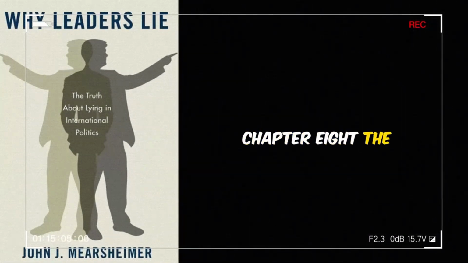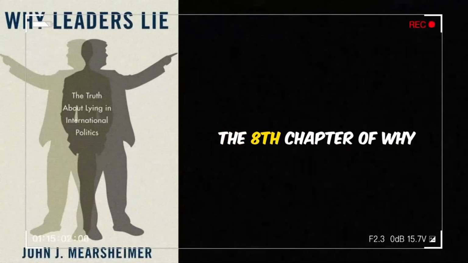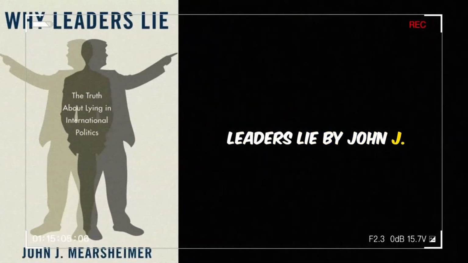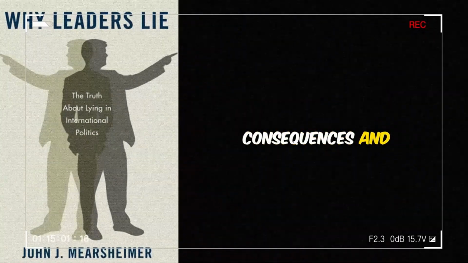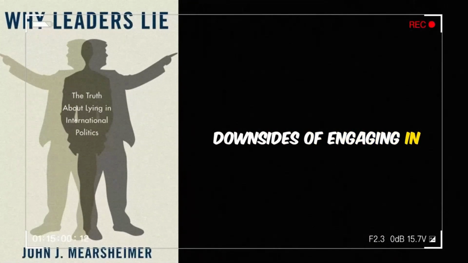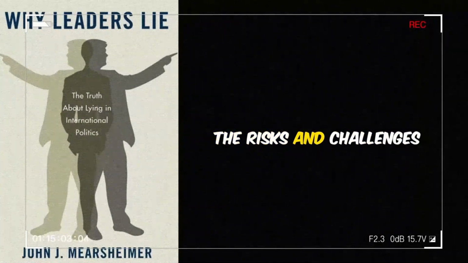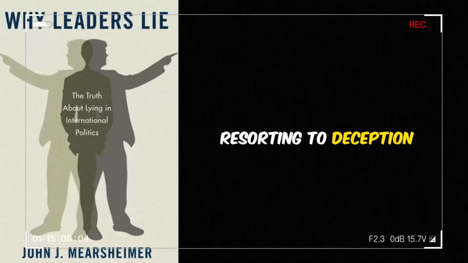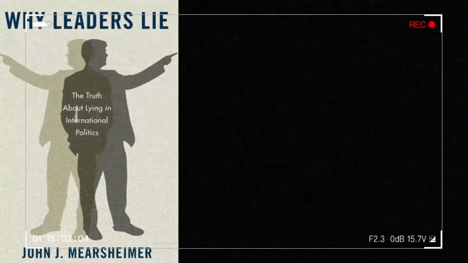Chapter 8. The Downside of Telling International Lies. In the 8th chapter of Why Leaders Lie, by John Mearsheimer, the author scrutinizes the potential consequences and downsides of engaging in international lies. This chapter delves into the risks and challenges that leaders and states may encounter when resorting to deception in the complex and high-stakes arena of global politics.